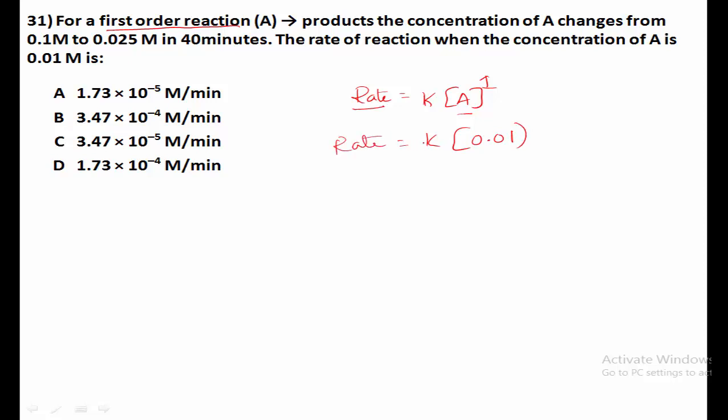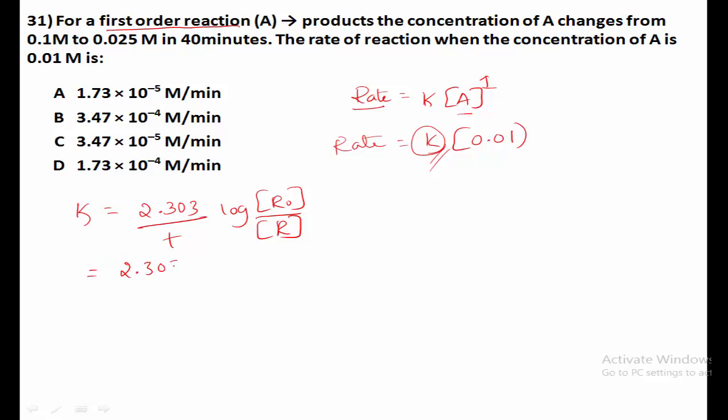In order to determine the rate, you first find K. So how will you find K for a first order reaction? Simply use the integrated equation: K is equal to 2.303 divided by t log of R naught, that is the initial concentration, divided by R. Simply substitute the values here now.